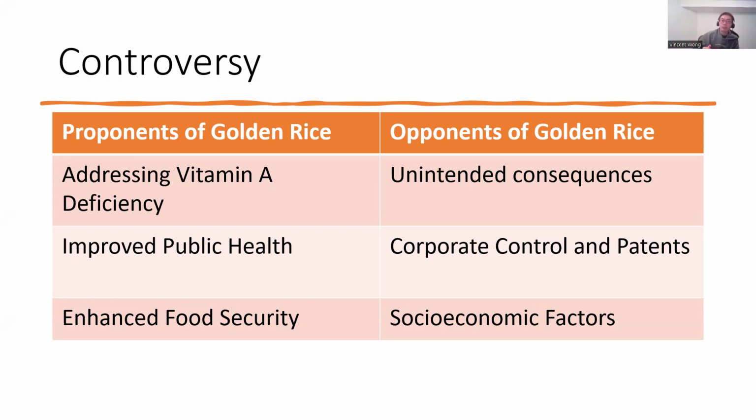There's also socio-economical factors, right? That needs to be taken into account. So although golden rice seems to be a good solution, not everybody is on board. So that's an example of recombinant DNA being used in agriculture and also in healthcare, right? Fixing the vitamin A deficiency. Any questions before I move on to another example?